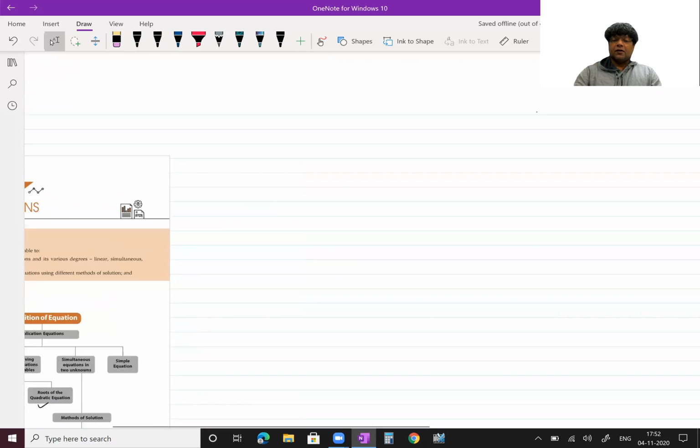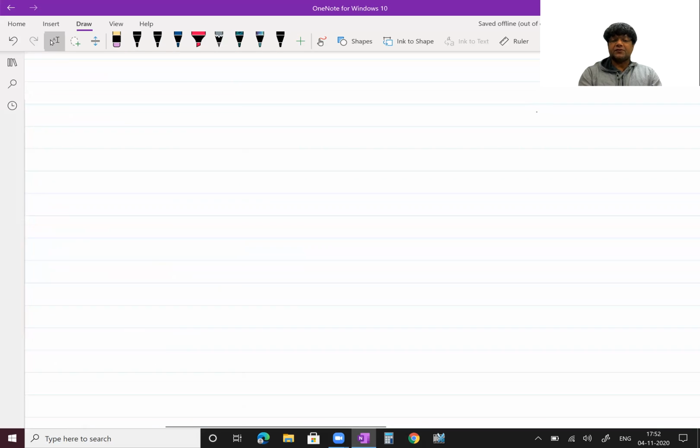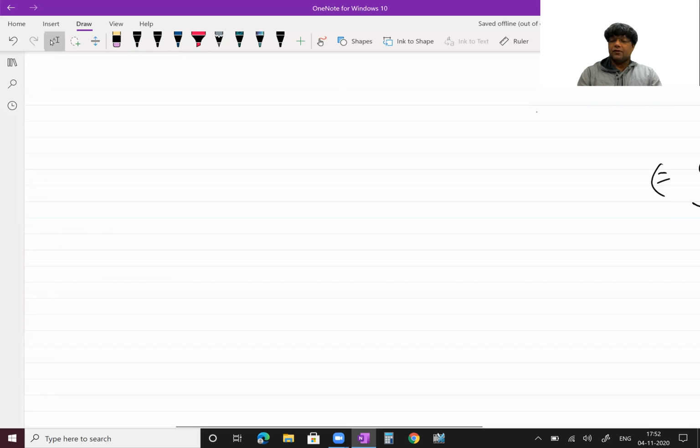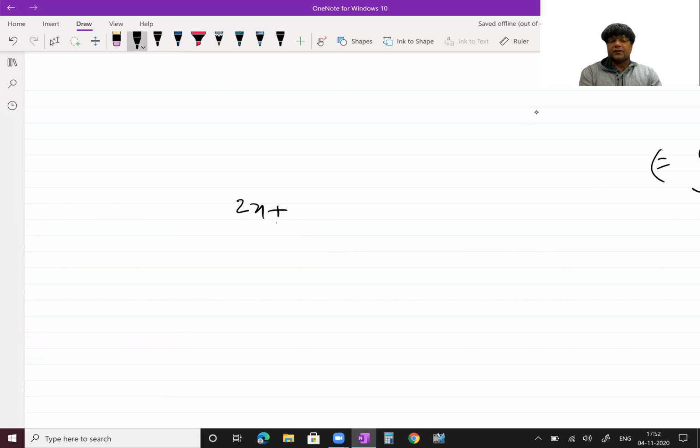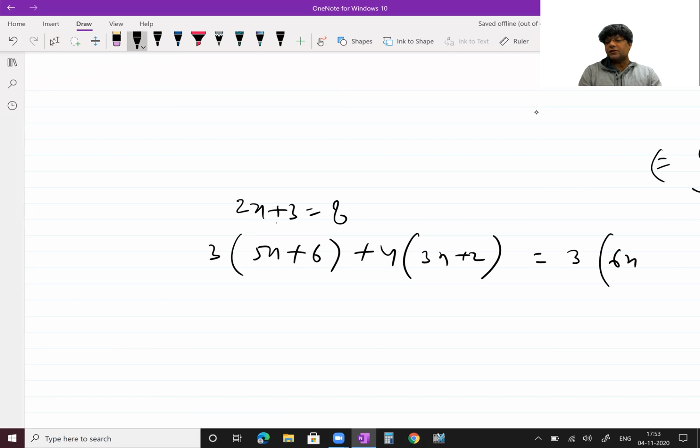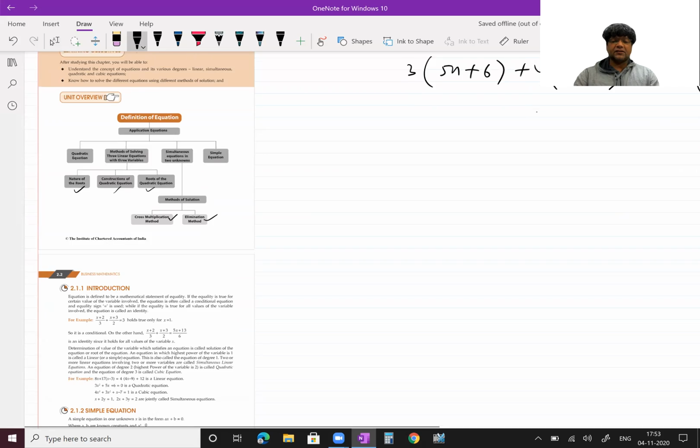Now, first of all, this simple equation. Simple equation means what, guys? Like 2x plus 3 is equal to 8, or 3 into 5x plus 6 plus 4 into 3x plus 2 is equal to 3 into 6x minus 9. Step by step, one value of x you will get. So if it looks difficult for calculation, then you can solve originally. Or if it is looking simple, you can put and calculate, you go by option hitting.